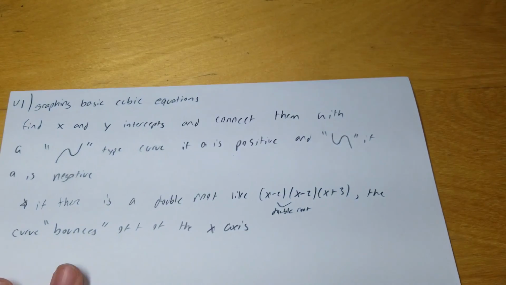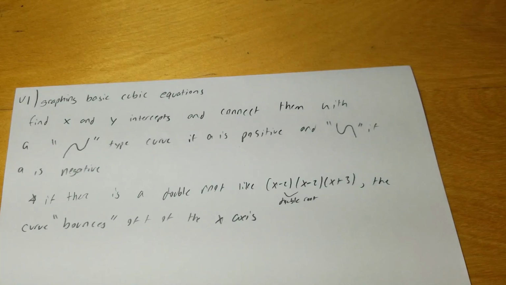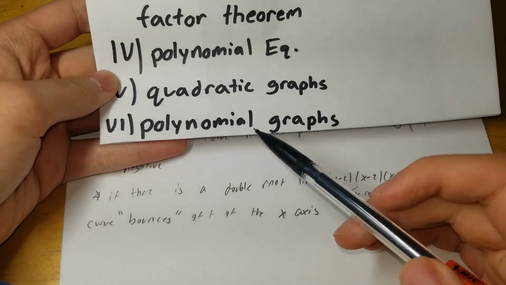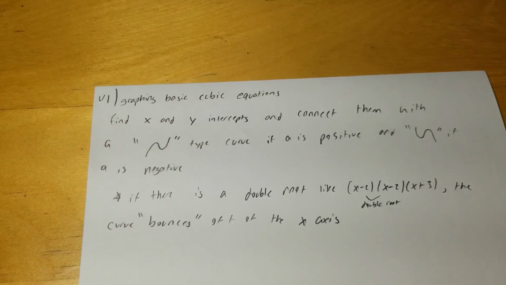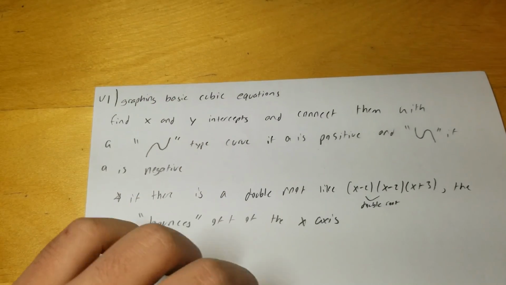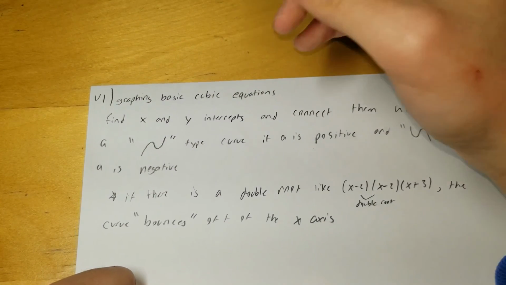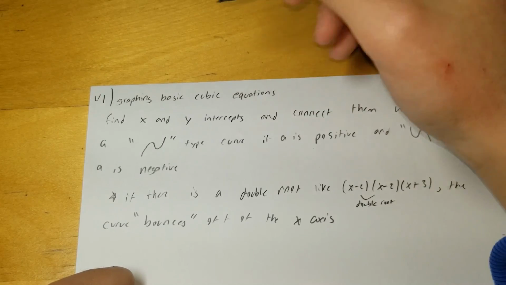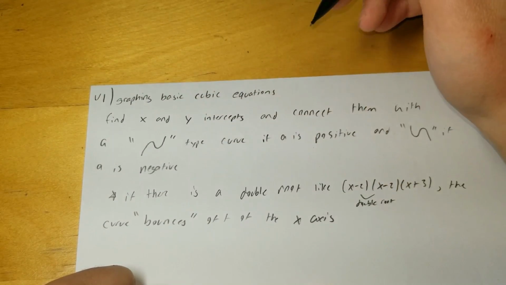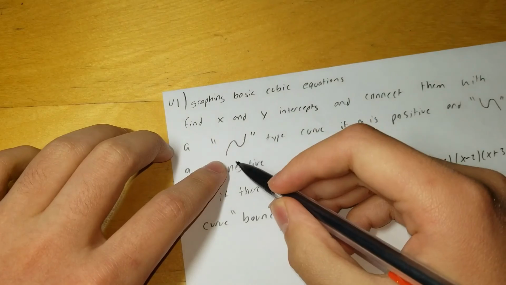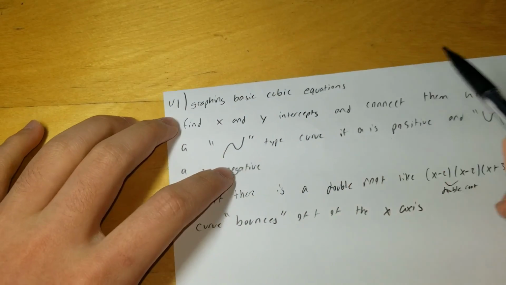And so we're on to our final topic. Polynomial graphs. These are essentially really easy. It shouldn't take that long. So what do you have to graph? Basic cubic functions or equations. You have to find the x and y intercepts and connect them with a little N shape, I guess.